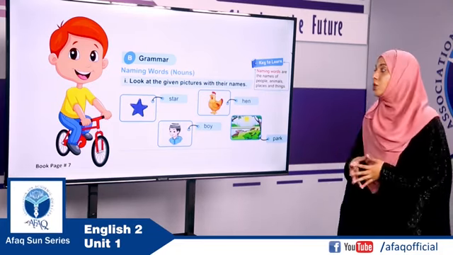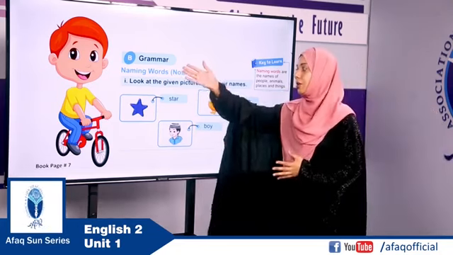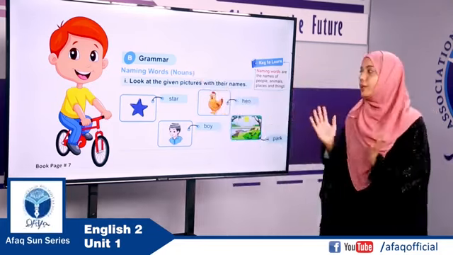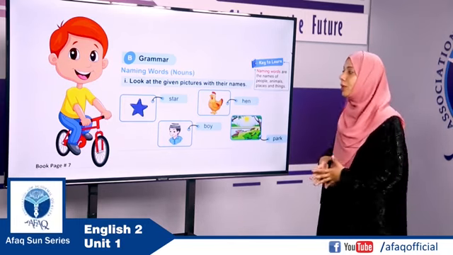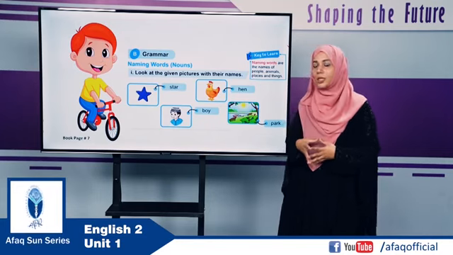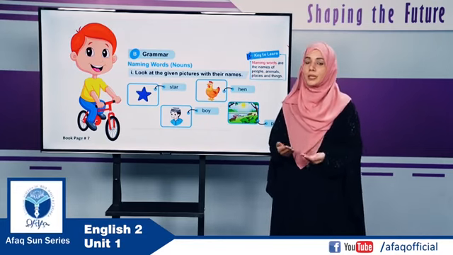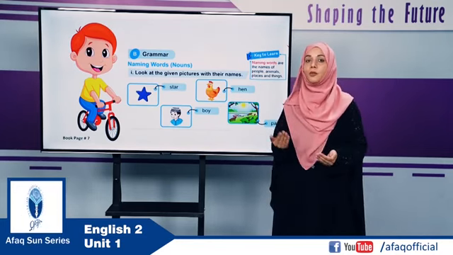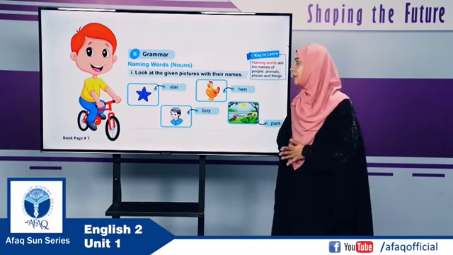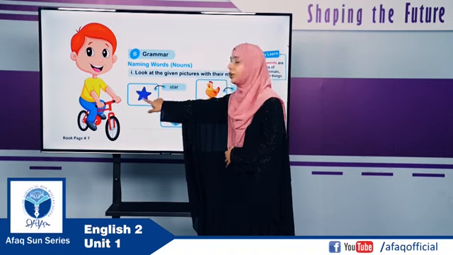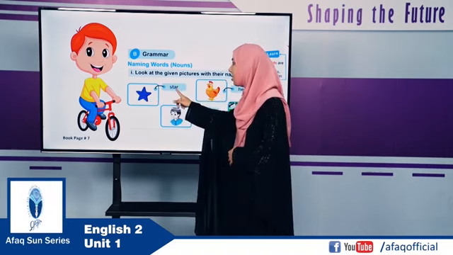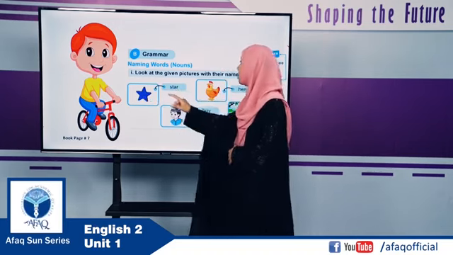Dear children, open page number 7 of your textbook. On this page, there is a grammar section. We now have to focus on this section. In this section, you will find some naming words. Do you remember what are naming words? Yes, these are the words that stand for the names of objects. For example, this is a star. So the name of this object is star, and star is a naming word.